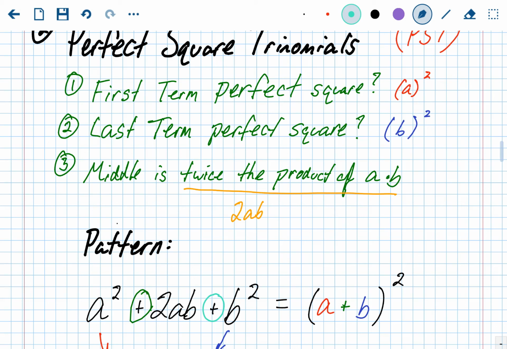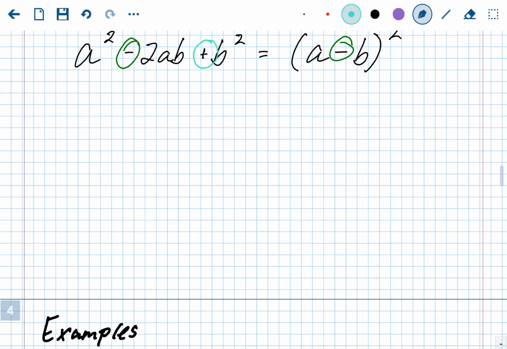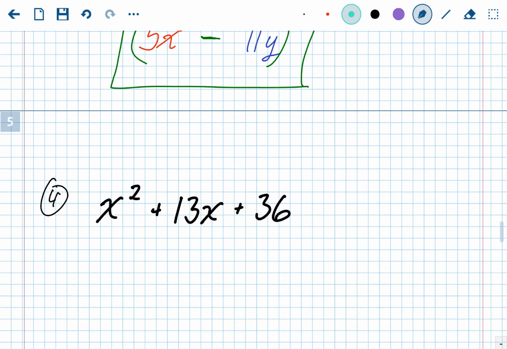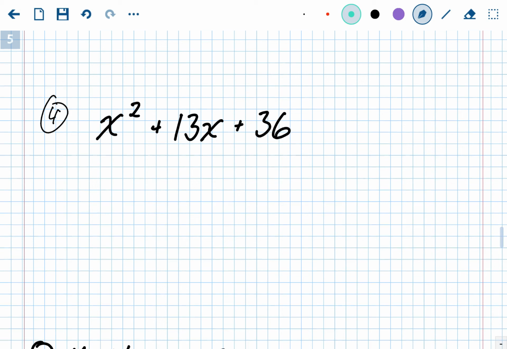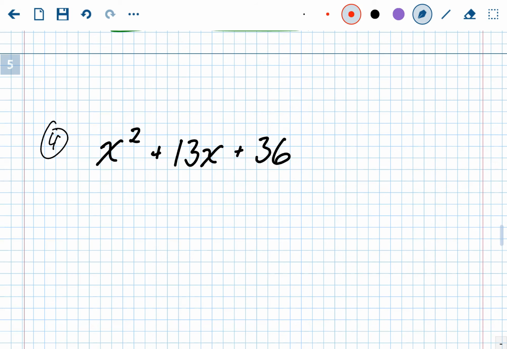So you do always have to ask the last question, which is whether the middle term is twice the product of a and b, so twice the product of those first two square roots. Because you could answer yes to the first two questions, and if the last one's no, then it's not a perfect square trinomial. Which is actually what this last example is.